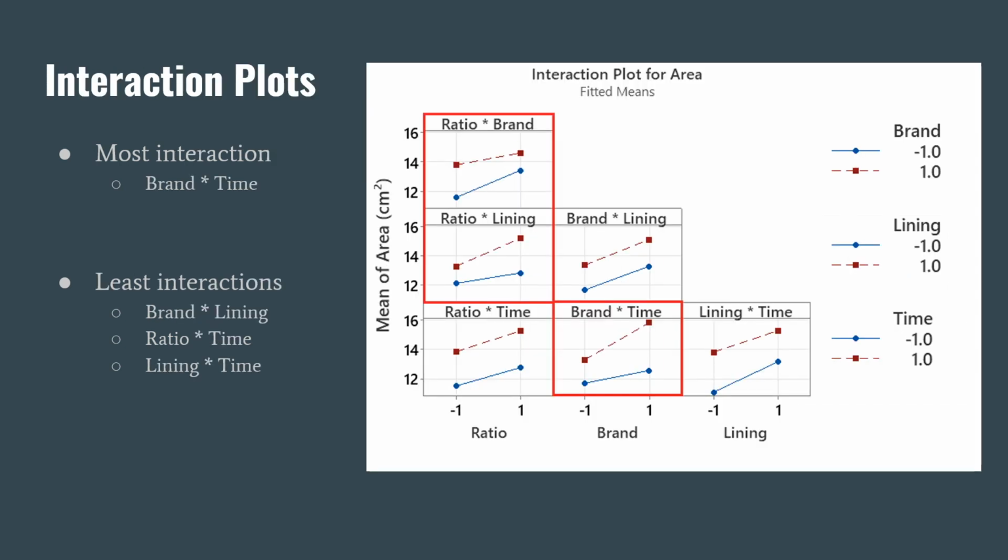Here are the interaction plots depicting different combinations of factors. The plots not boxed in red, ratio and time, brand and lining, and lining and time, were produced with parallel slopes. This is an indication that there was little to no interaction between them.